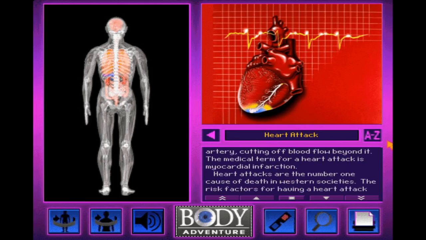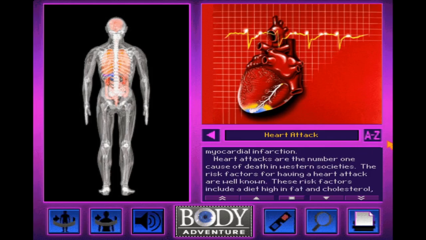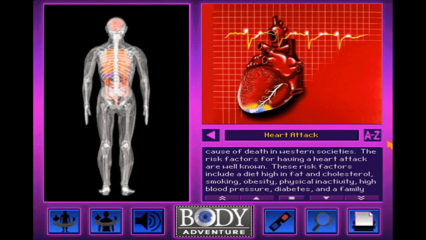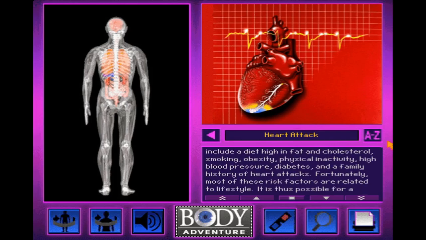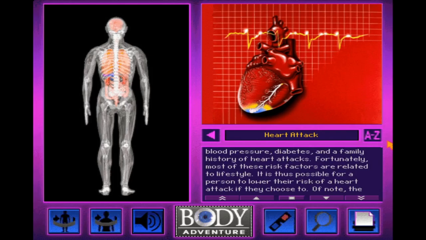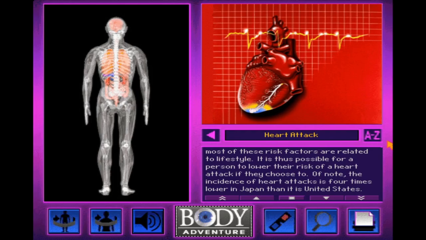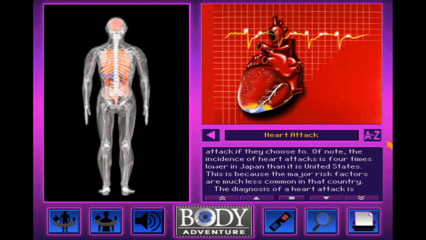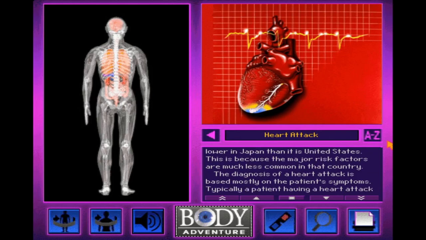Heart attacks are the number one cause of death in Western societies. The risk factors for having a heart attack are well known. These factors include a diet high in fat and cholesterol, smoking, obesity, physical inactivity, high blood pressure, diabetes, and a family history of heart attacks. Fortunately, most of these risk factors are related to lifestyle. It is thus possible for a person to lower their risk of a heart attack if they choose to. Of note, the incidence of heart attacks is 4 times lower in Japan than it is in the United States. This is because the major risk factors are much less common in that country.